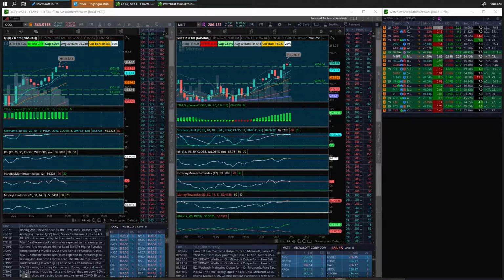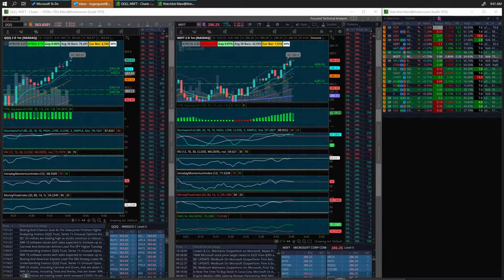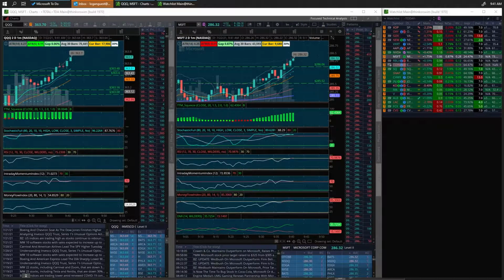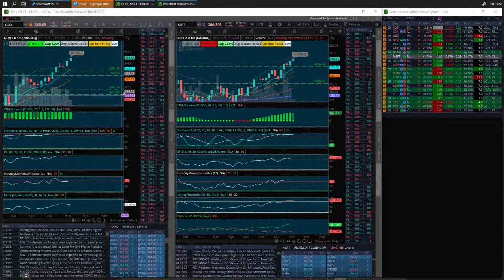Alright, so Microsoft is continuing its move. I am going to trim out some more here, just because it's slowing down a bit, but still looking pretty decent. I'm keeping about half of the actual original position, so about $4,000 in total that I have up.